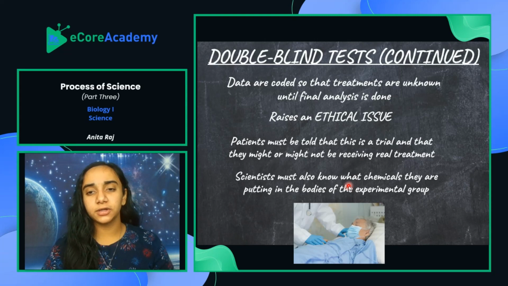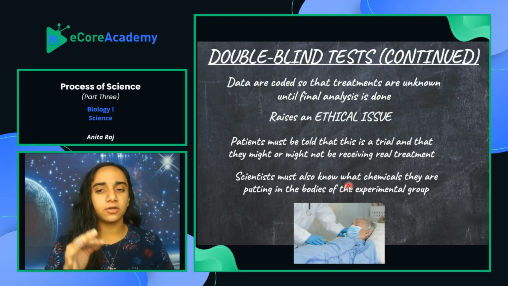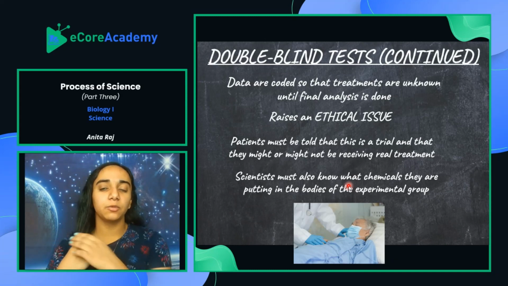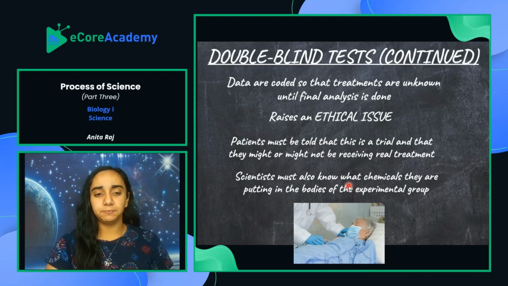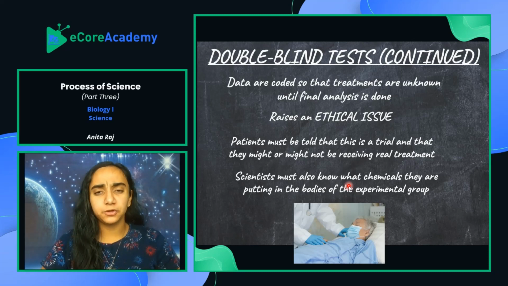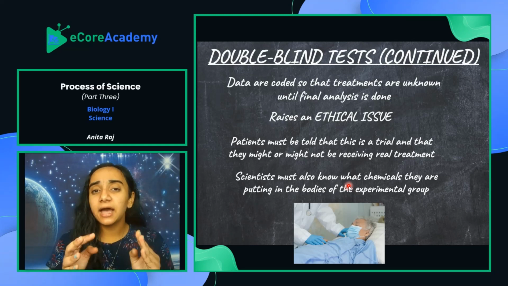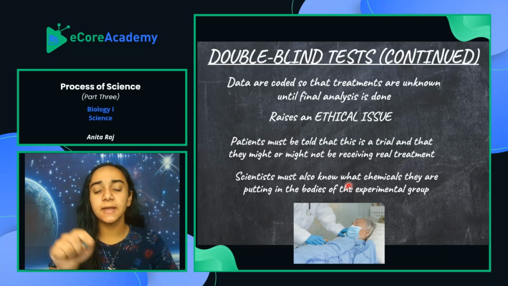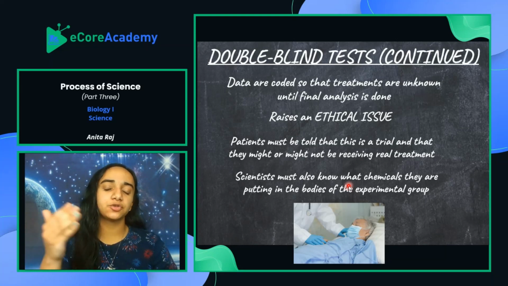Well, data are coded so that treatments are unknown until the final analysis is done. I don't really have specifics on this, but there's always a way to determine who got which pill. Maybe by analyzing their blood sugar content, or it honestly just depends on the situation. So in this way, data are coded, and at the end of the experiment, we're able to figure out who got which pill. There is data telling us this container has either sugar or medication in it, and that all is coded, so it's not revealed until the very end of the trial.